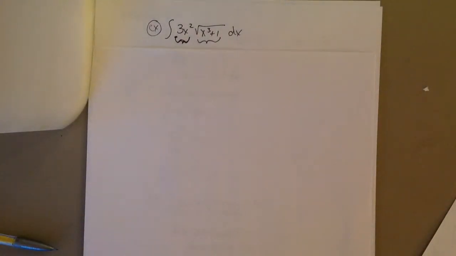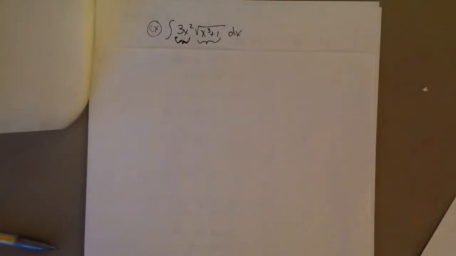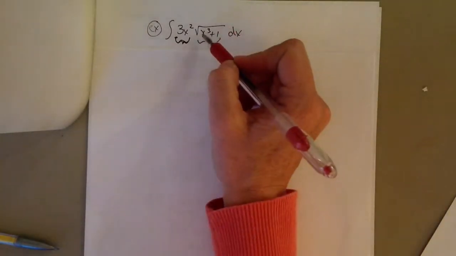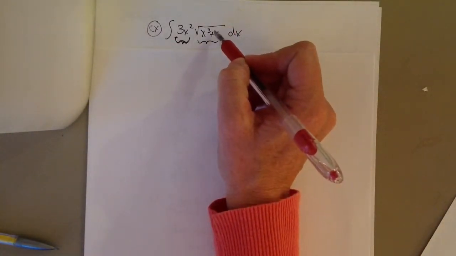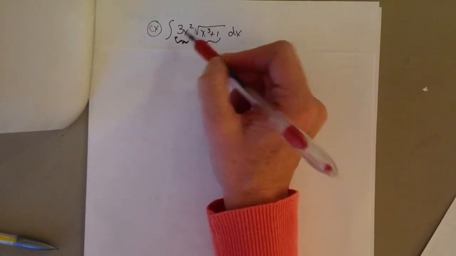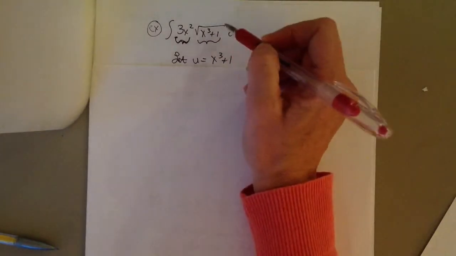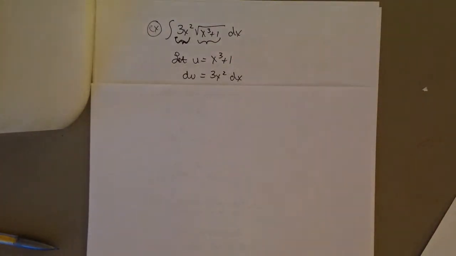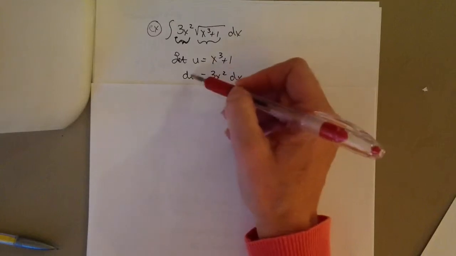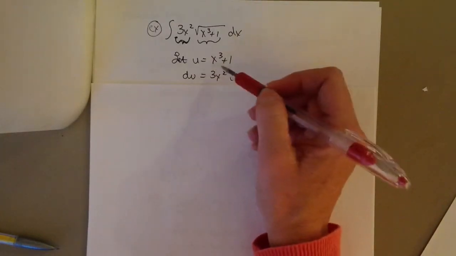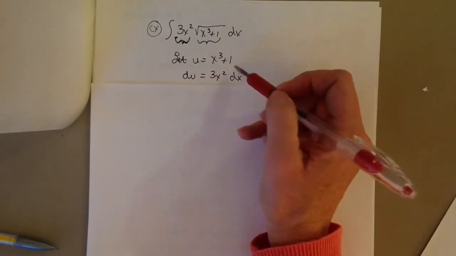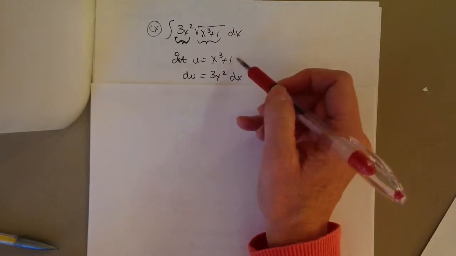So here's the next one. Let's take the antiderivative of 3x squared times the square root of x cubed plus 1. If I let u equal this, when I take the derivative, I'll end up having 3x squared. That's the pattern I'm talking about. So we'll let u equal x cubed plus 1, what's underneath the square root. When I take the derivative of both sides, du equals 3x squared dx. And when I take the derivative of 1, it just goes away to 0.